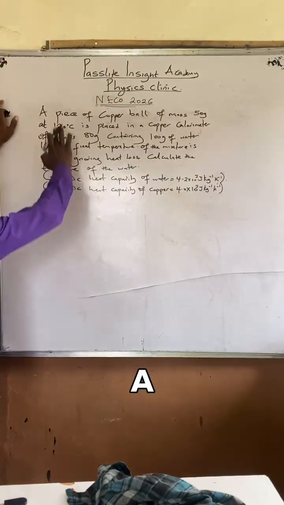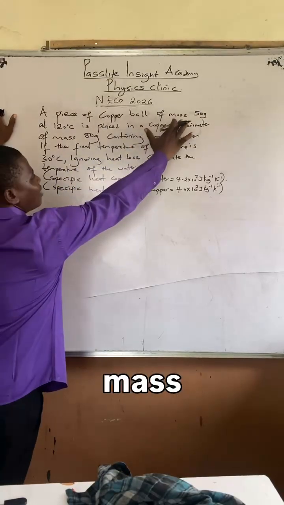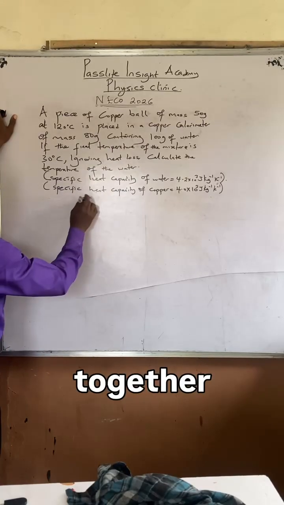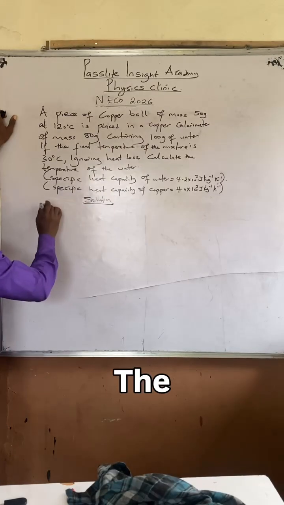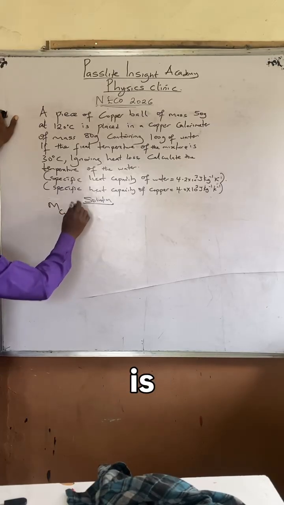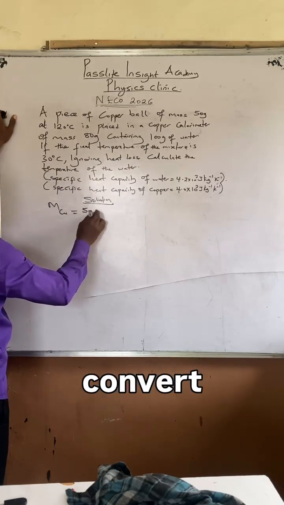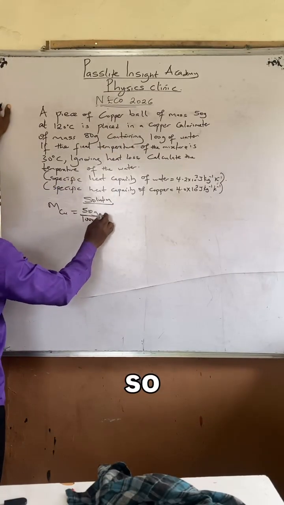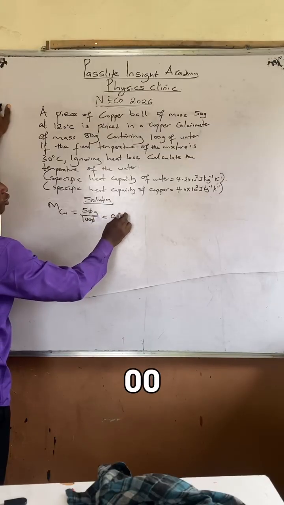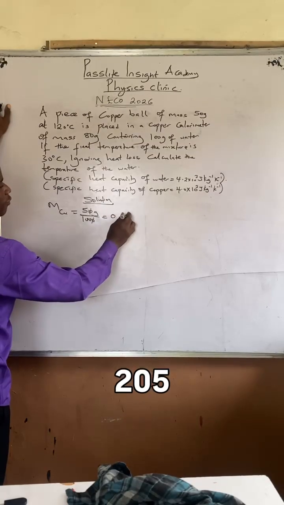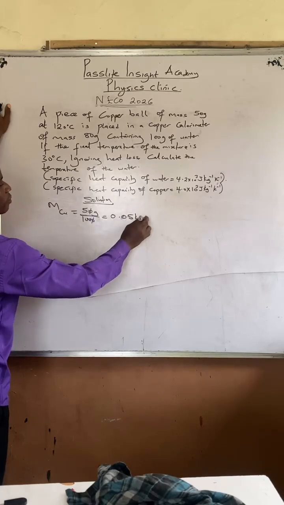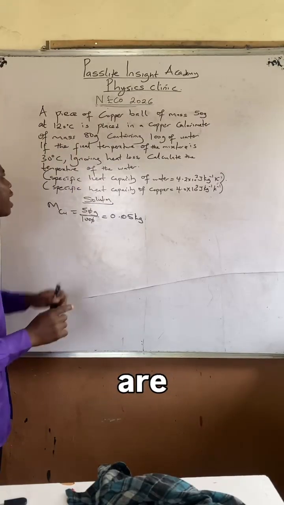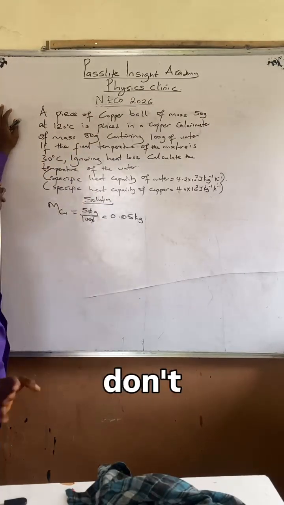Let's go together. A piece of copper ball of mass 50 gram. Solution: the mass of copper, Cu, is 50 gram. Convert it to kilogram. In physics, it is gram divided by 1,000, so that is 0.05 kilogram. At 120 degrees Celsius, leave this theta, we don't need that theta. Anytime you're interpreting, just leave this. You don't need to do anything there.